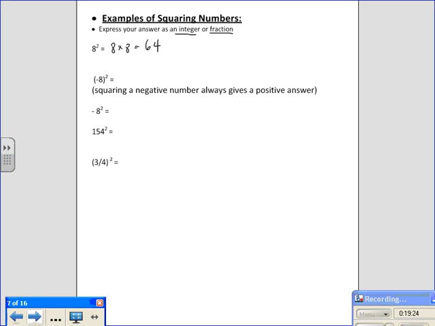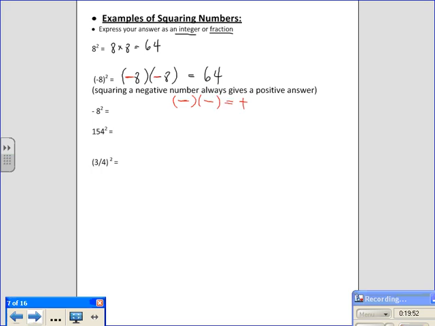If I have negative 8, all squared, when I square a negative number, I always get a positive answer, because negative 8 multiplied by itself, negative 8 times negative 8, is going to give me 64. It will not be negative 64, because a negative number times a negative always gives me a positive.